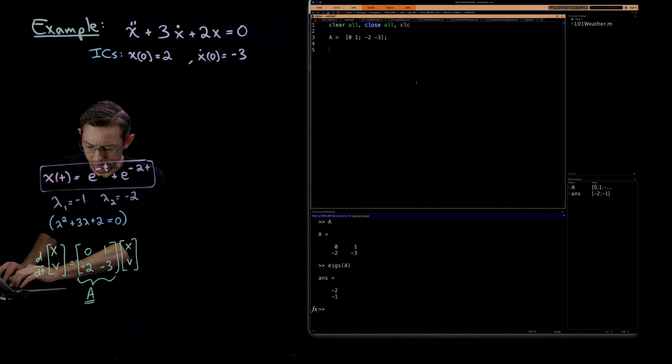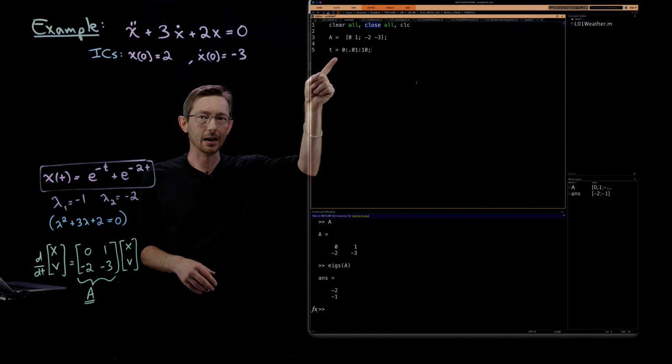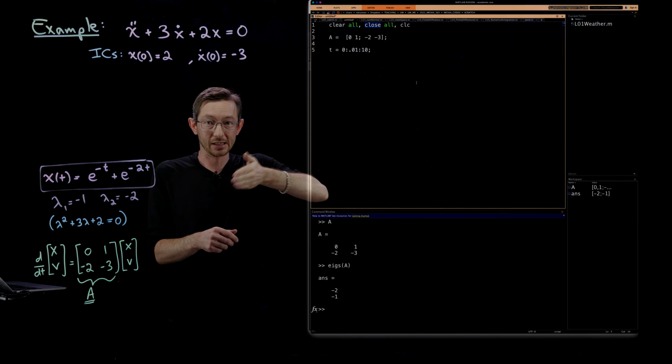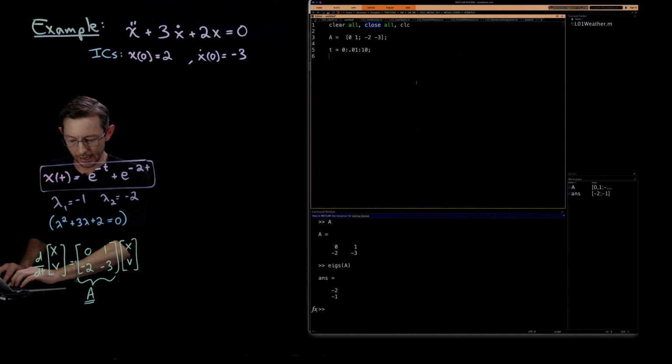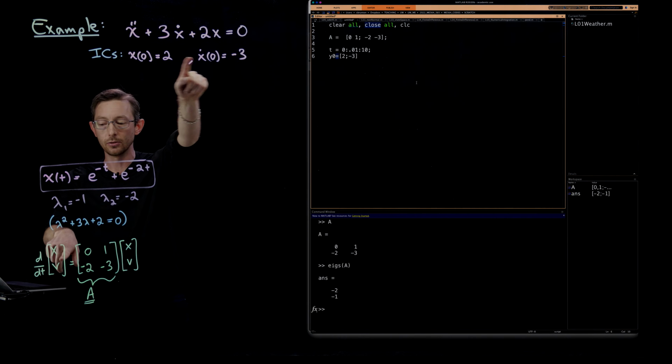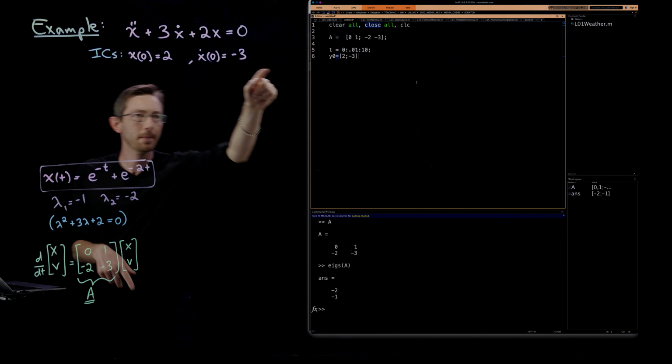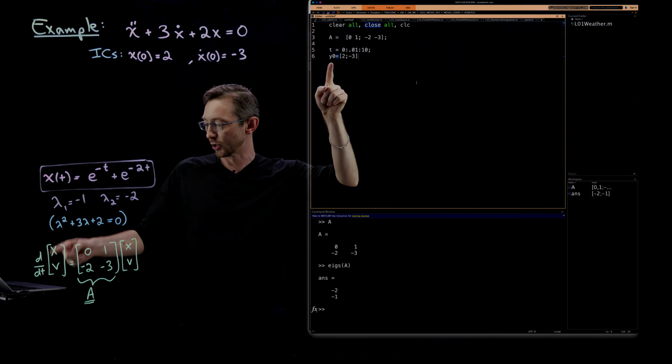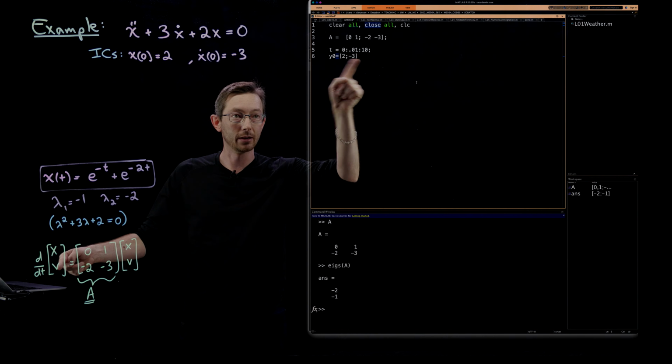Okay. So I'm going to create a time vector from 0 in increments of 0.01 to 10. So this just means that this is a vector of time from 0 to time 10 with time steps of 0.01. And I'm going to start with an initial condition of [2; -3]. That's what I had here. X naught is 2, V naught is minus 3. So I'm just creating this big initial condition vector of X naught and V naught, 2 and minus 3.